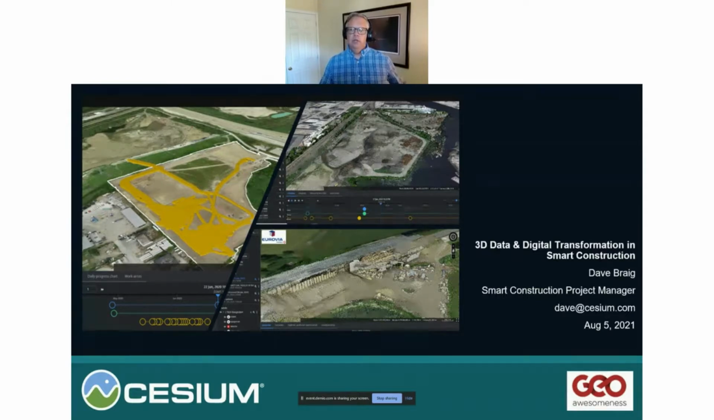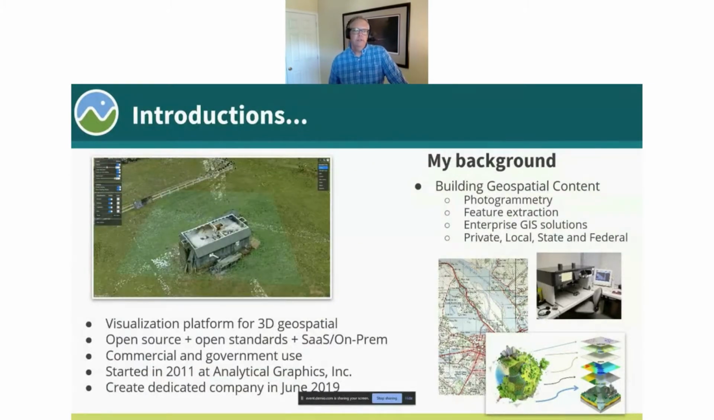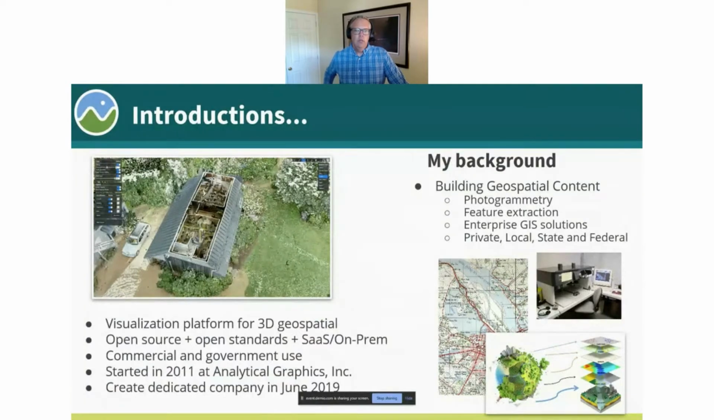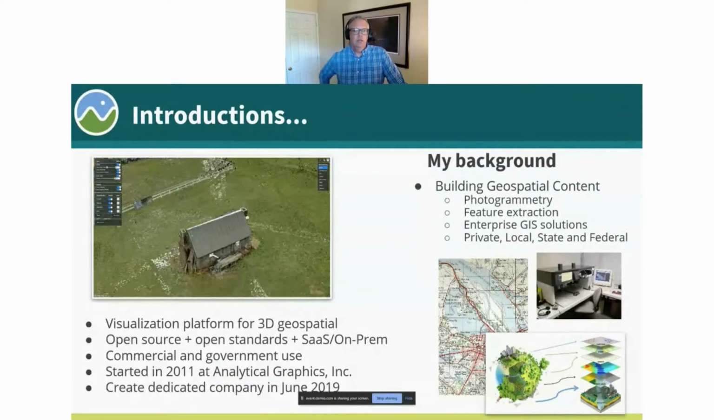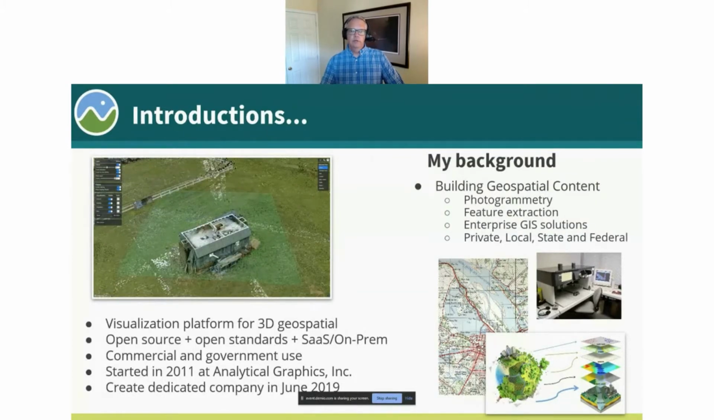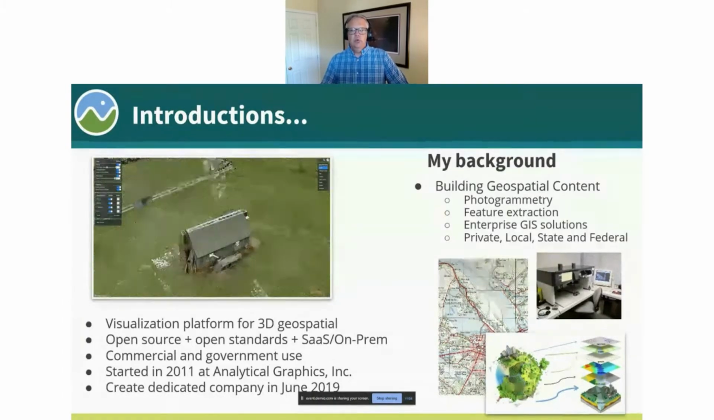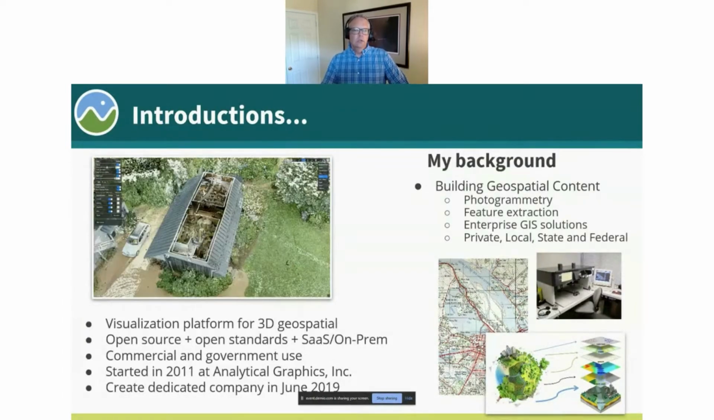Today, I'm going to talk about bringing spatial data together to provide insight and clarity to support digital transformation related to the construction industry. So that's just a little introduction. My name is Dave Braig, and I am the Smart Construction Project Manager here at Cesium. As many of you may be aware, Cesium is a visualization platform for 3D geospatial data. The Cesium platform spans open source components, support for providing open standards and data sharing, and Cesium Ion, which is our SaaS and on-prem tiling and visualization solution.